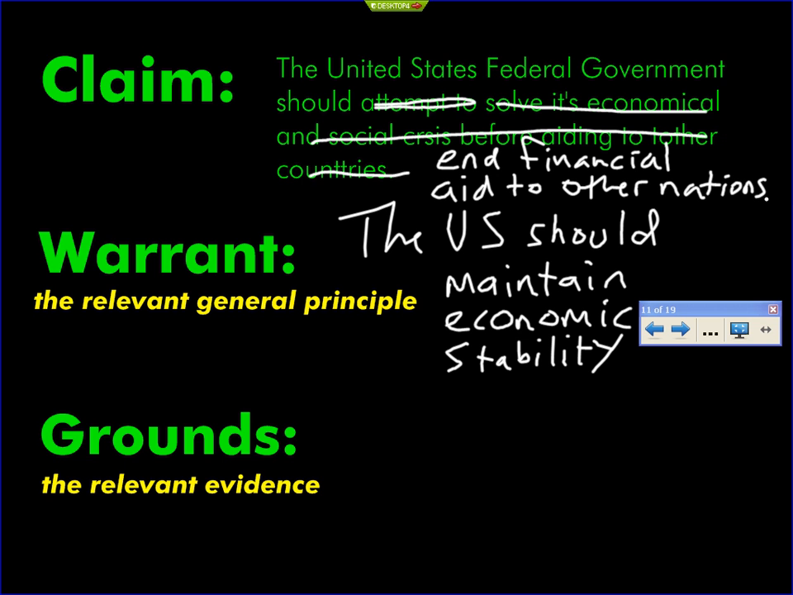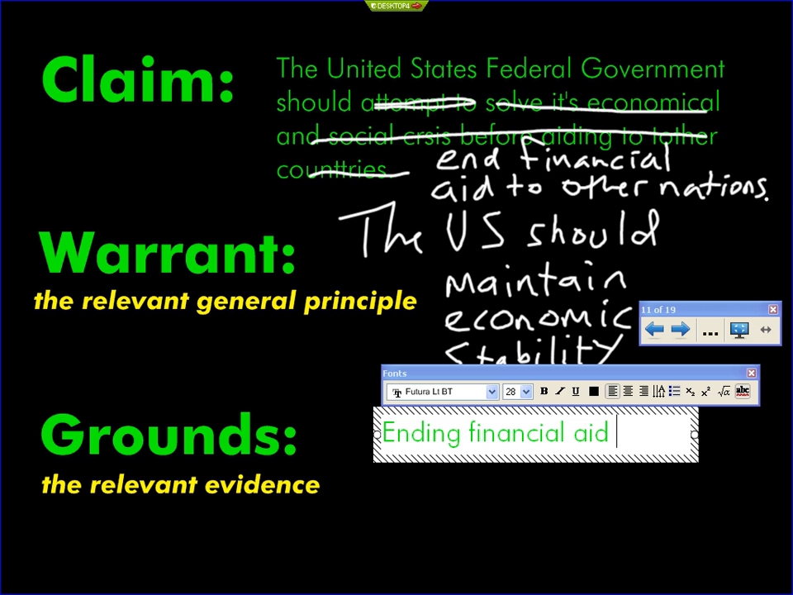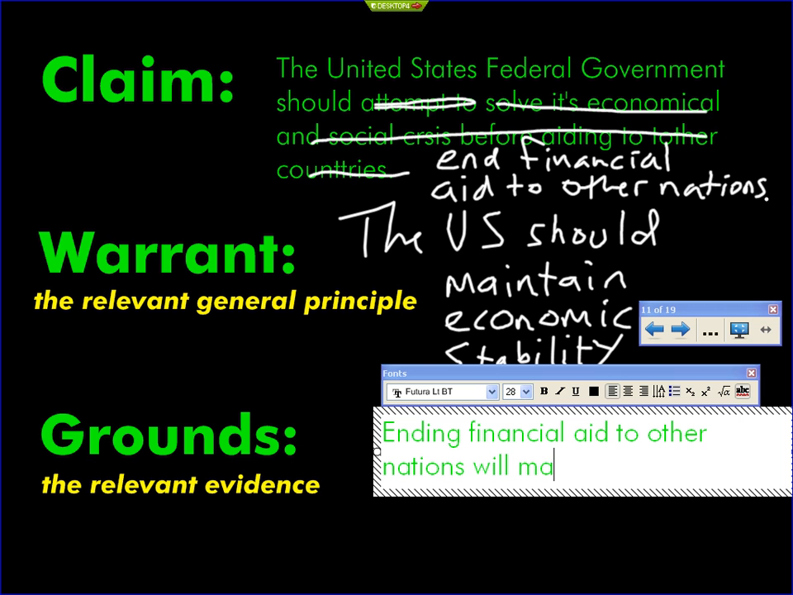Is that what you're calling for, Zoe? Okay. I want to make sure that I'm not revising your ideas out of the shape that you intend. What's the grounds? Zoe, type this. Ending financial aid to other nations will maintain economic stability.